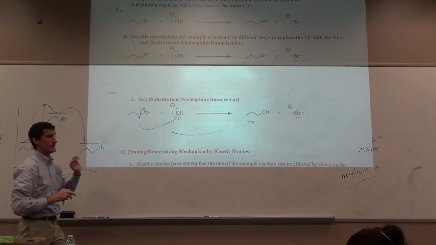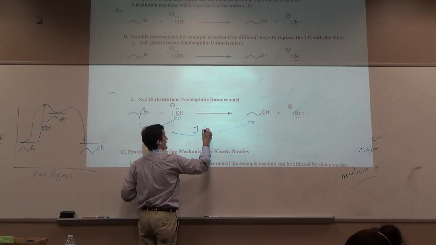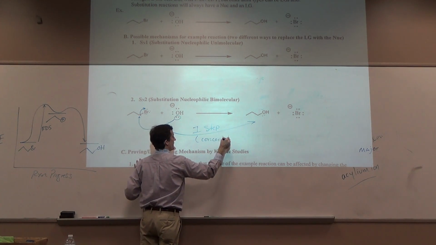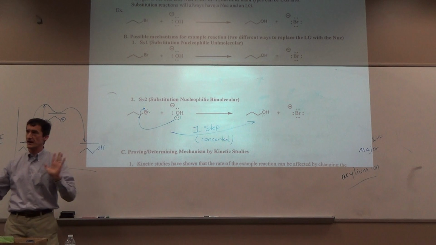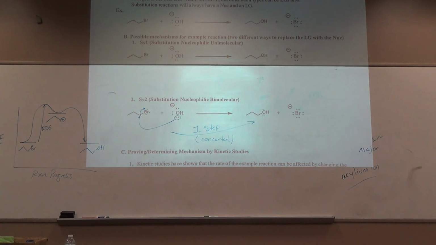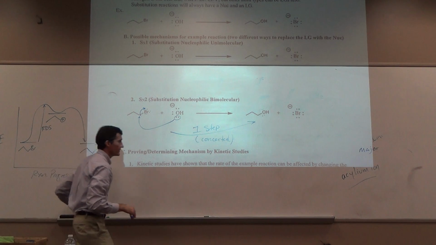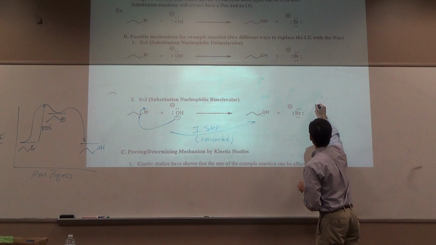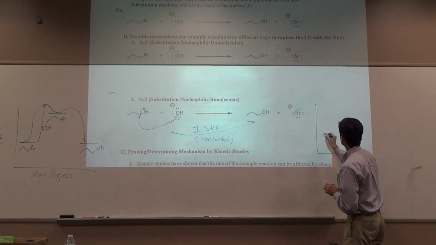How many steps in this reaction? 1 step. This is called concerted. Basically, the nucleophile is attacking at the same time the leaving group is leaving. Since it's 1 step, what would the reaction coordinate diagram look like?